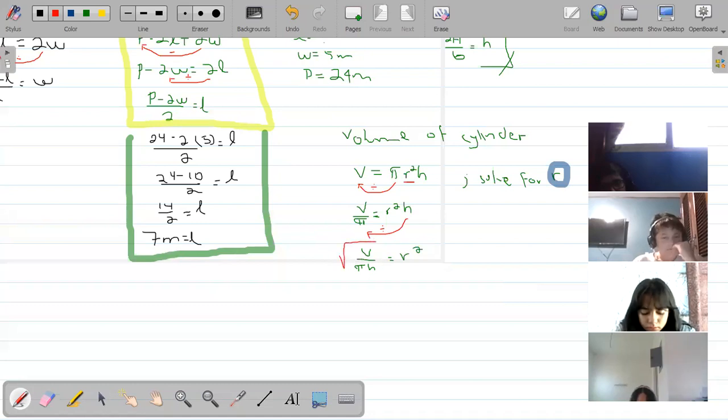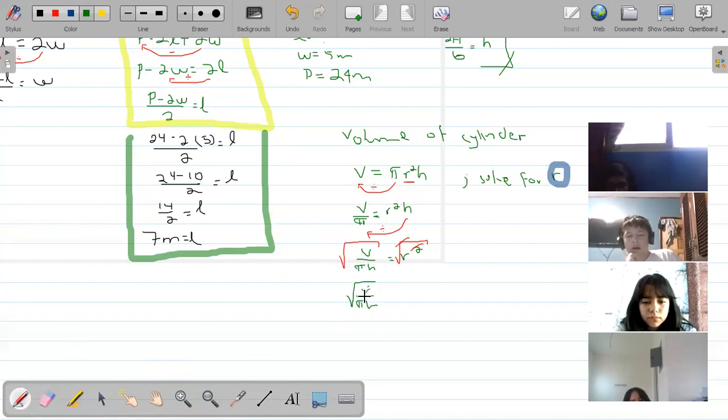So I'm going to square root both sides. When I'm eliminating a square, I'm going to do it with the square root on both sides. So this exponent 2 gets rid of this square root. But in here, I don't have anything to get rid of it with, okay? So I'm going to say that the square root of V over pi h is equal to r. And that is the transformation of the volume of a cylinder for r.